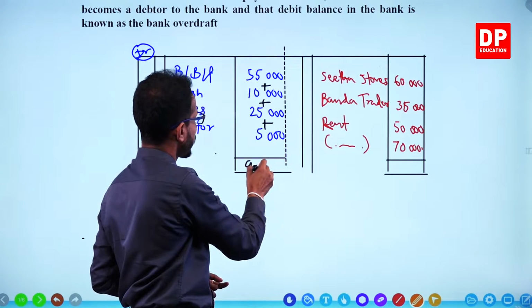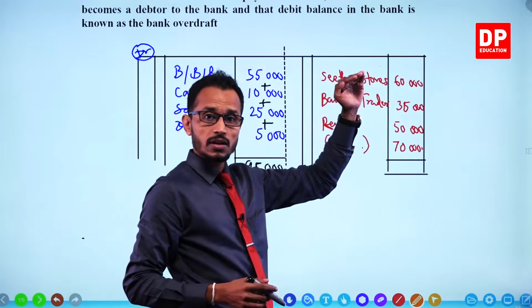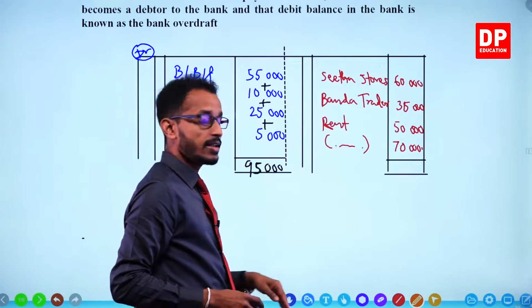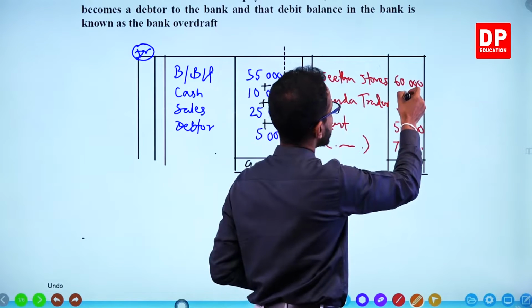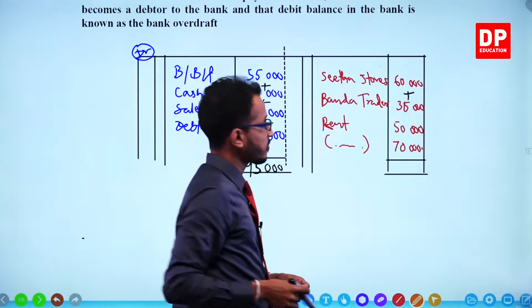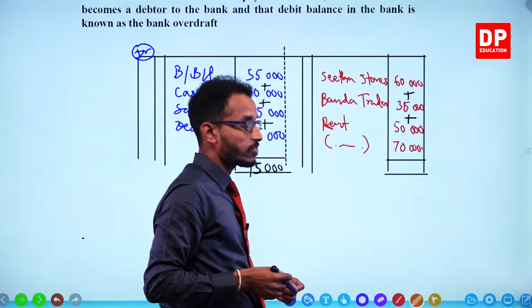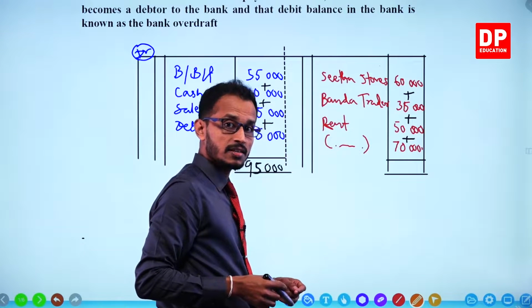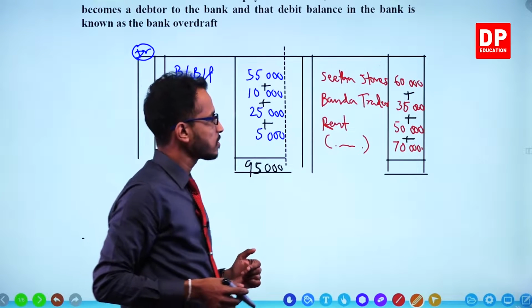Yeah, 95. But when you add up the credit side, children, you get a higher sum than the debit sum total. Let's add and see. 60 plus 35, 95. 95 plus 50, 145. 145 plus 70. That's a big amount. That's a big difference.